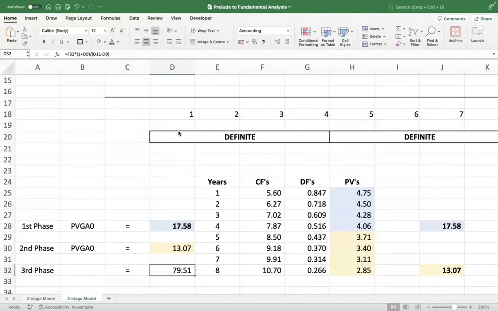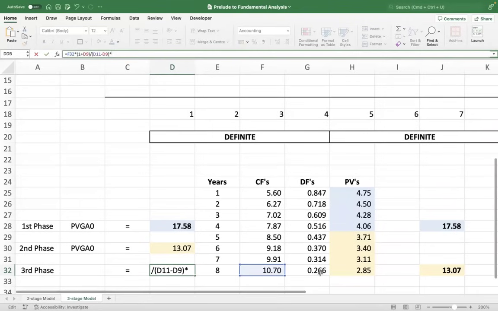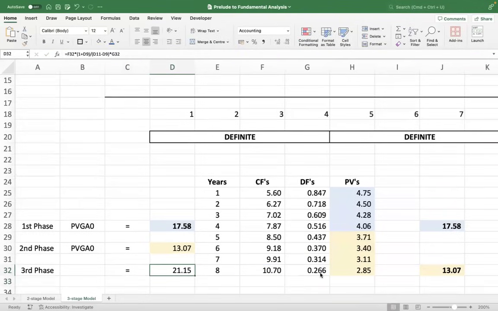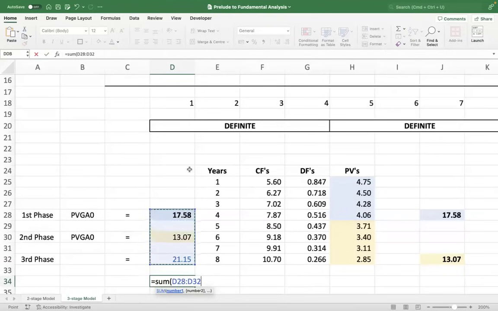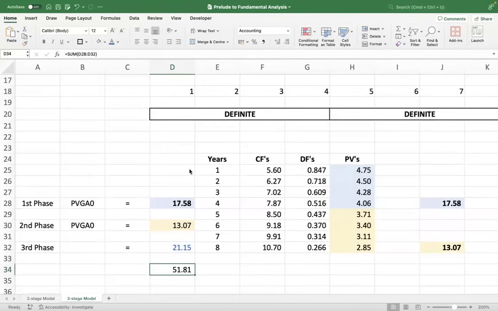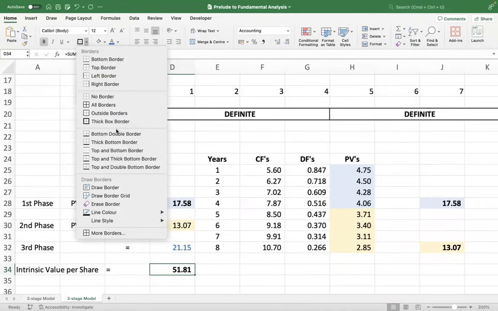Now here also, this is P8. So we have to bring this to the present value by multiplying with the 8th year discounting factor. Now here you don't need any discounting at all. Now when you sum it all up, you should get the answer 51 rupees and 81 paise. This is the intrinsic value for the share.